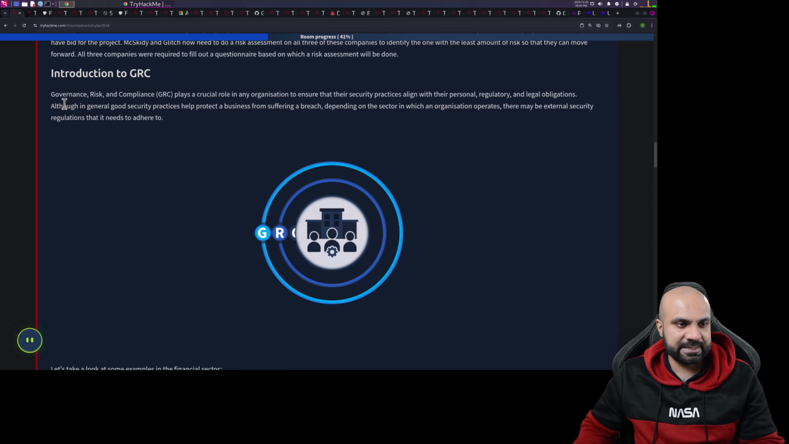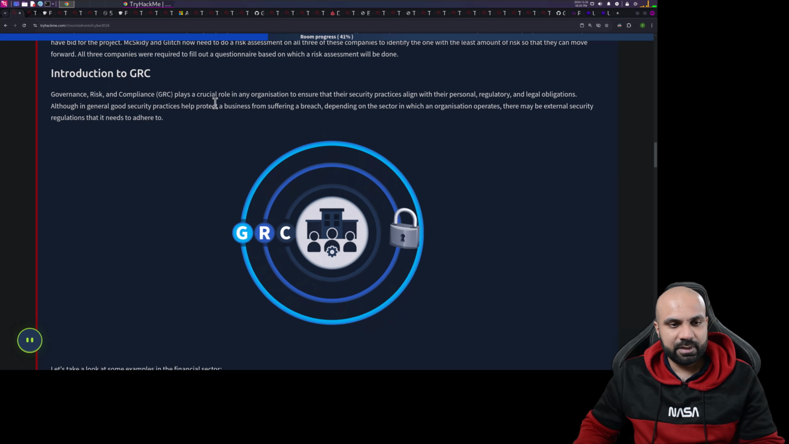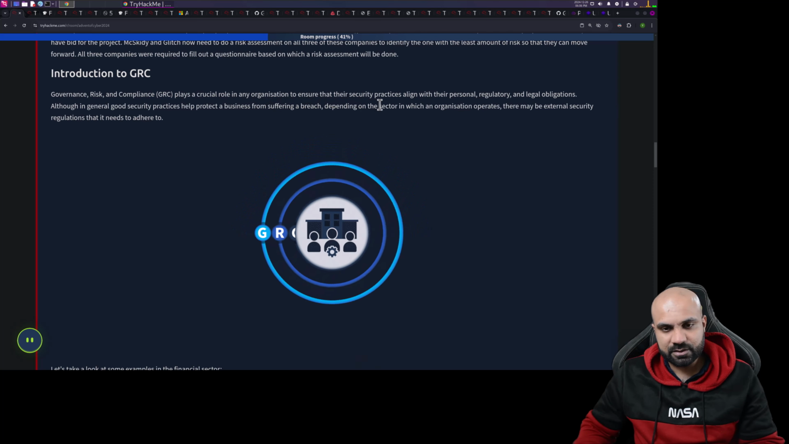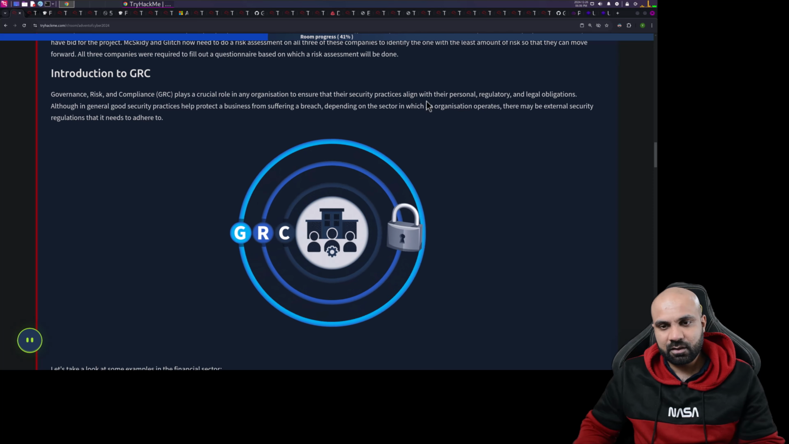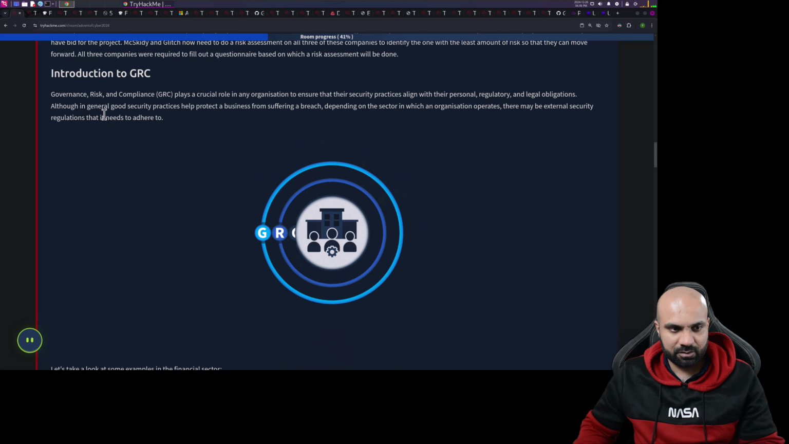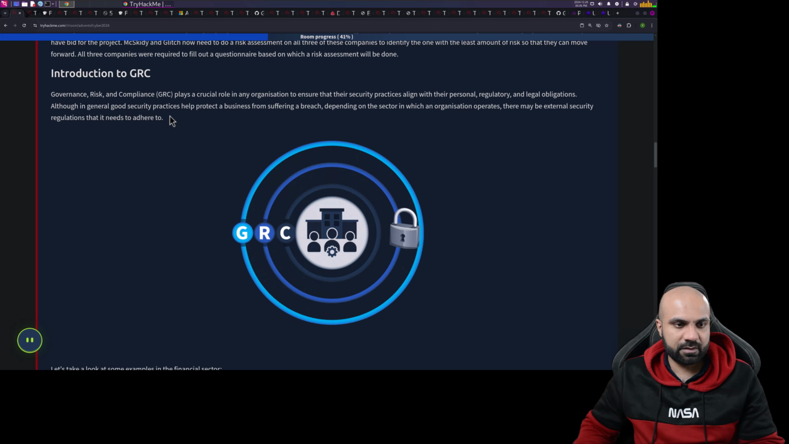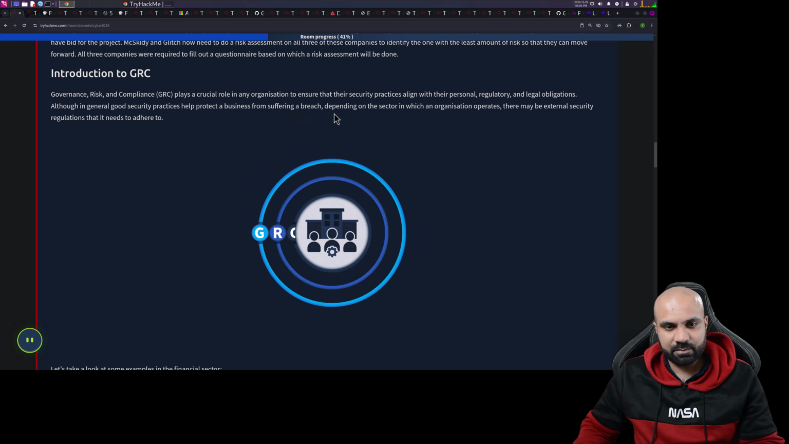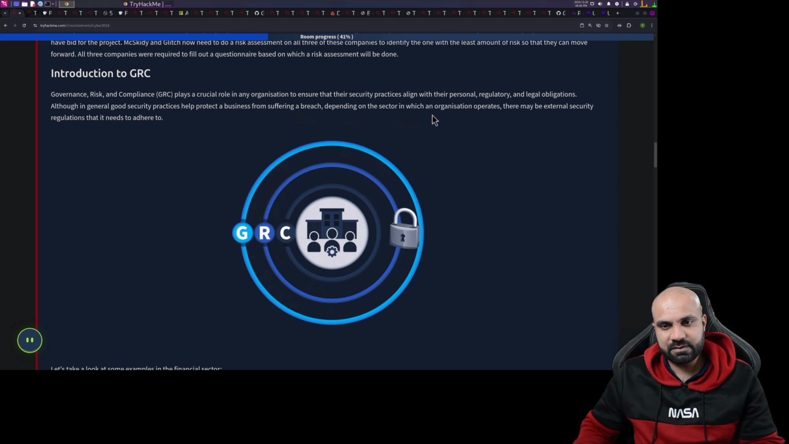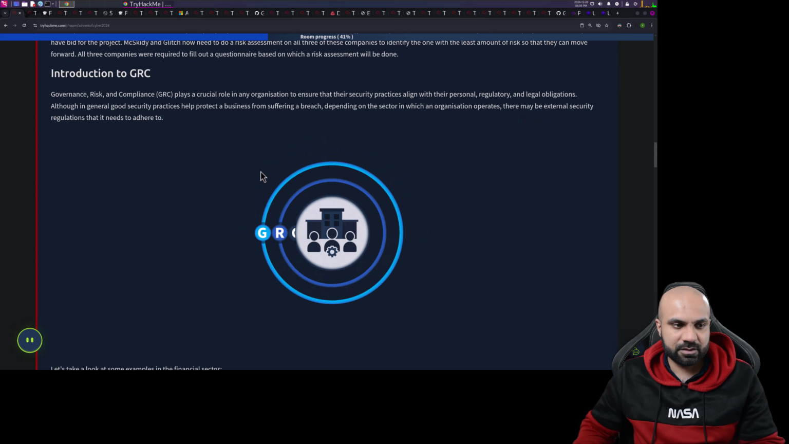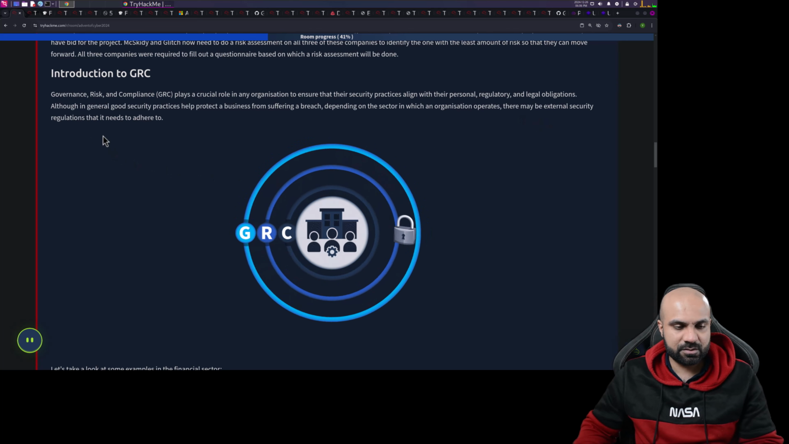Introduction to GRC. Governance, risk and compliance plays a crucial role in any organization to ensure that their security practices align with their personal, regulatory, and legal obligations. Although in general, good security practices help protect a business from suffering a breach, depending on the sector in which an organization operates, there may be external security regulations that it needs to adhere to.